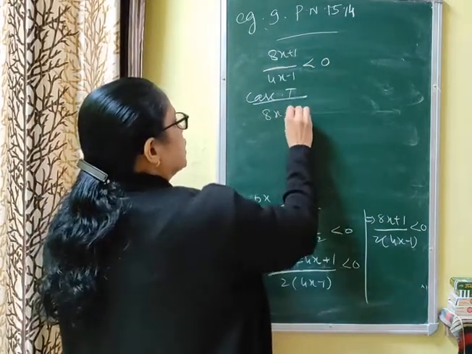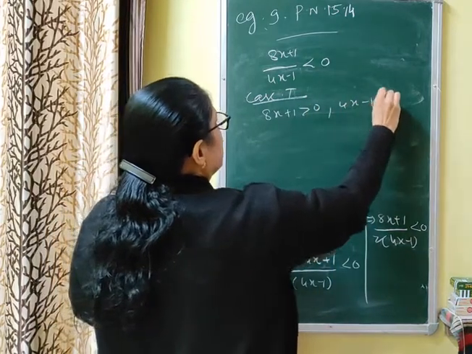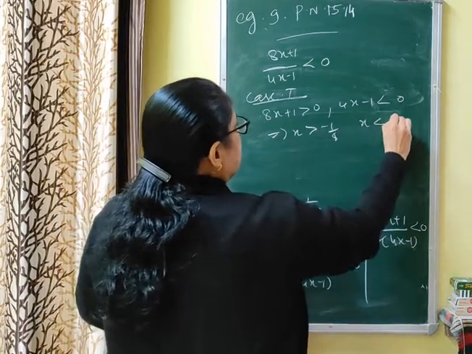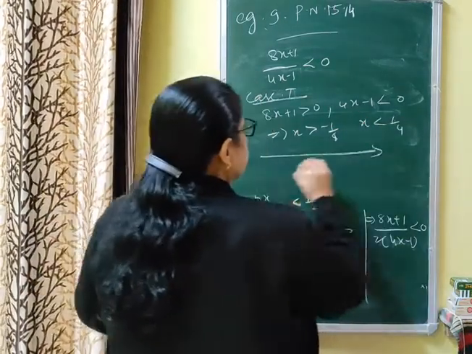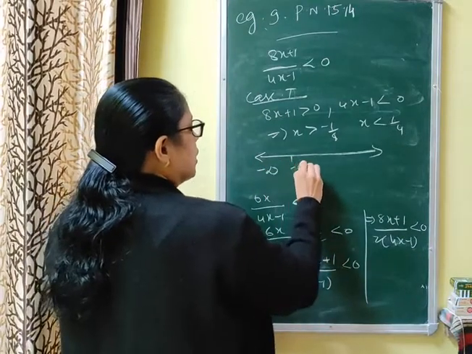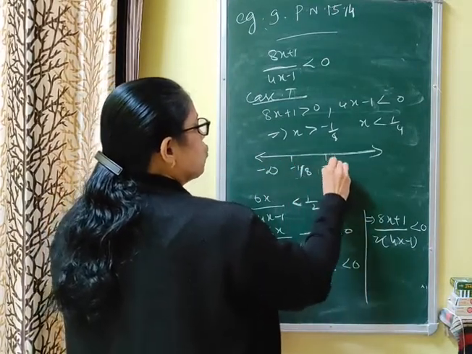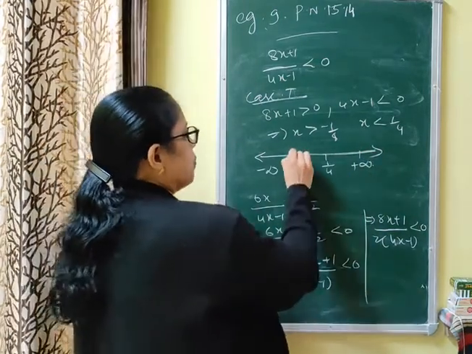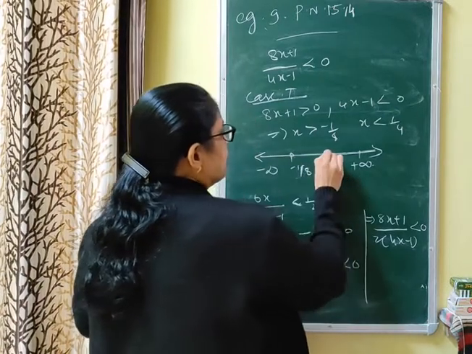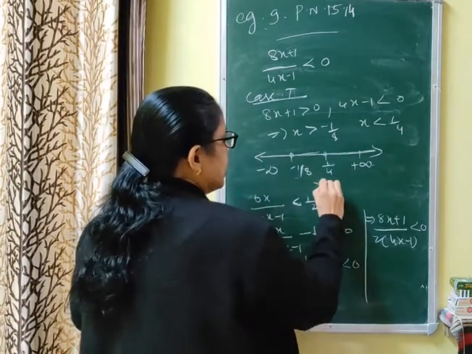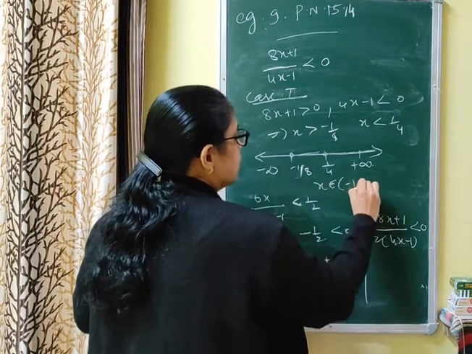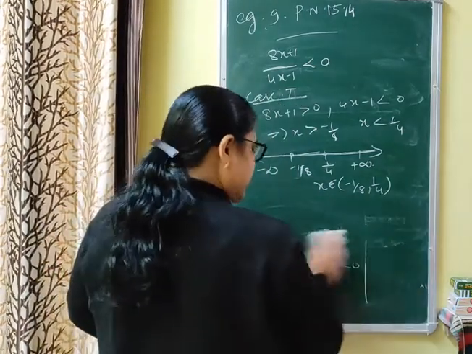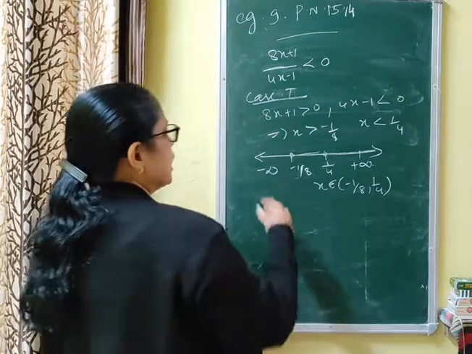That is 8x plus 1 greater than 0 and 4x minus 1 less than 0. That means x greater than minus 1 by 8 and x less than 1 by 4. On the number line, this is minus infinity, minus 1 by 8, this is 1 by 4, and this is plus infinity. x greater than minus 1 by 8 is this region, and x less than 1 by 4 is this region. The common region is x belongs to, both open, minus 1 by 8 to 1 by 4.